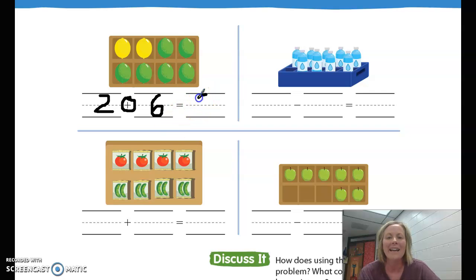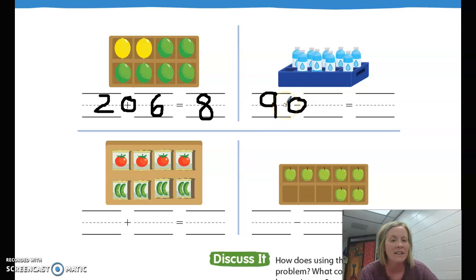You got it. It equals 8. Nice job. Now let's look at our symbol here. What are we doing? Ooh, you got it. We are taking away. So how many do we have? 1, 2, 3, 4, 5, 6, 7, 8, 9. So we have to write that first.